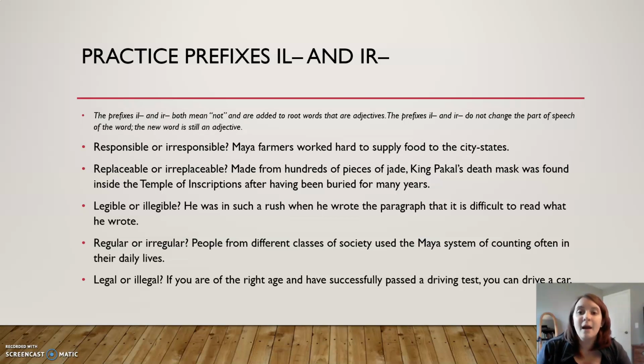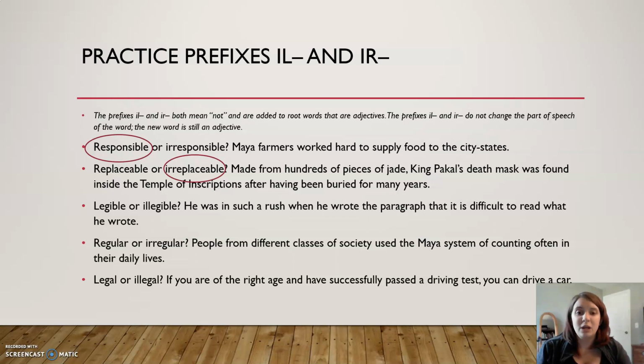The first sentence is, Maya farmers worked hard to supply food to the city-states. Is that responsible or irresponsible? Well, if they worked really hard to supply food, that's responsible. Next one, made from hundreds of pieces of jade, King Pakal's death mask was found inside the Temple of Inscriptions after having been buried for many years. Is this a replaceable item or irreplaceable item? Well, that sounds very expensive and very detailed, so that is definitely irreplaceable. You can't replace it.